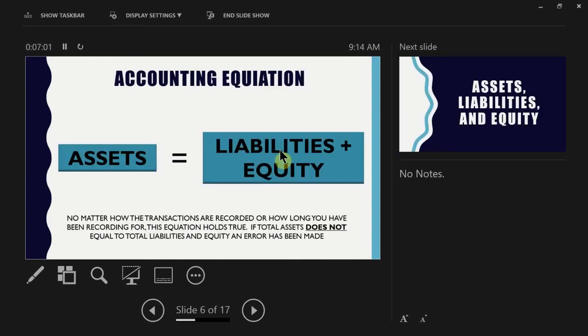And then here's the famous accounting equation that must hold true wherever you go. So your total assets must equal your total liabilities plus your equity, okay? So no matter how you record or do your transactions, this equation must hold 100% true. And if for any reason your assets are more than what you owe and what you own, then you have a mistake or a discrepancy in your accounting.